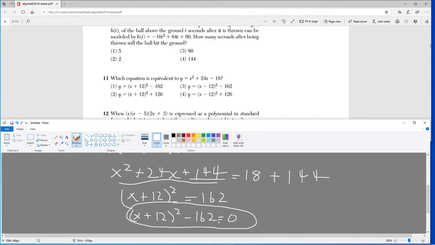So this is our final answer. This is equal to y, sorry. There you go. It's a lot easier. All right, x plus 12 squared minus 162. That's choice number 1. All right. So for 11, it's choice number 1.